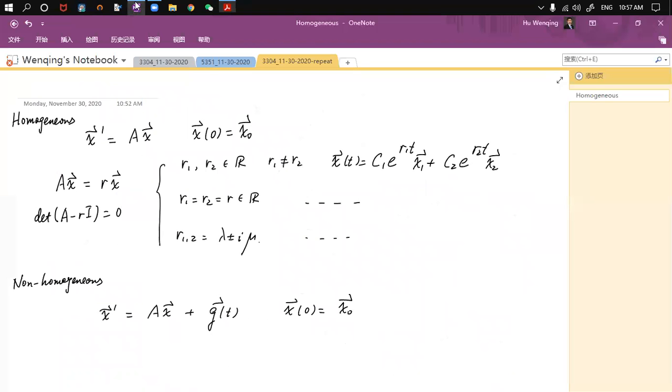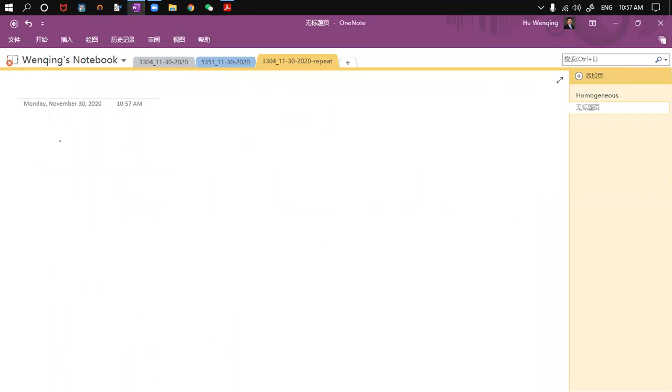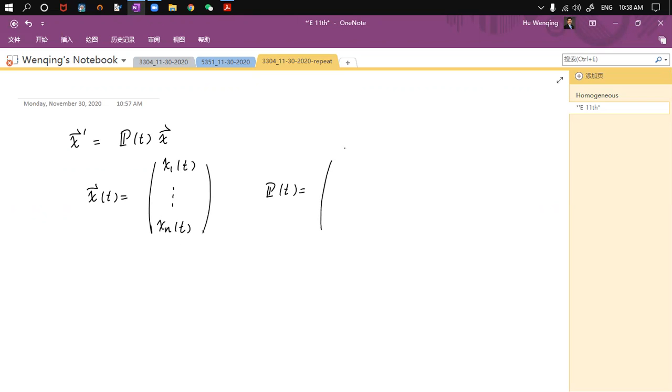So what is a fundamental matrix? In order to consider fundamental matrices, let us first work with a very general homogeneous linear equation of the form x prime is equal to P of t multiplied by x. We look for a solution x of t equal to x1 of t up to xn of t, and we have the matrix P of t with entries P11 of t until P1n of t, and so on down to Pn1 of t until Pnn of t.